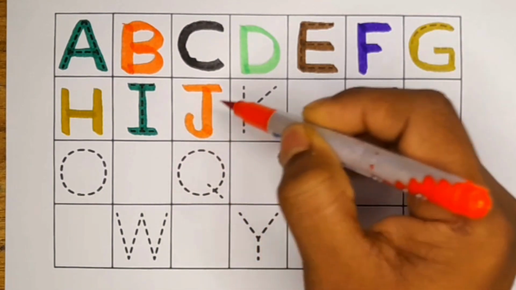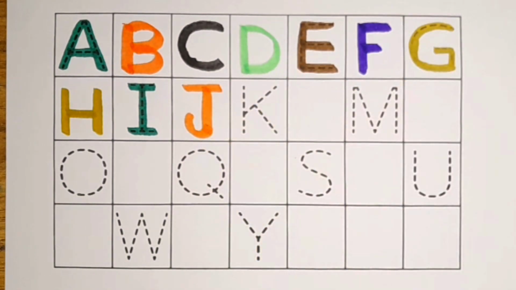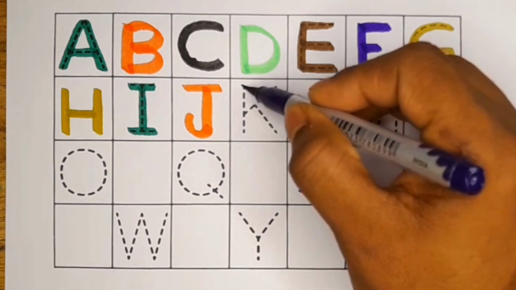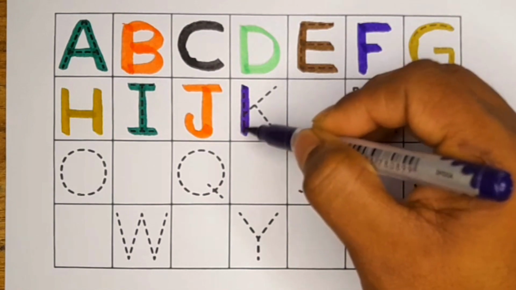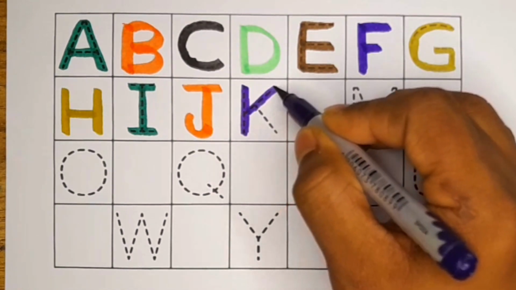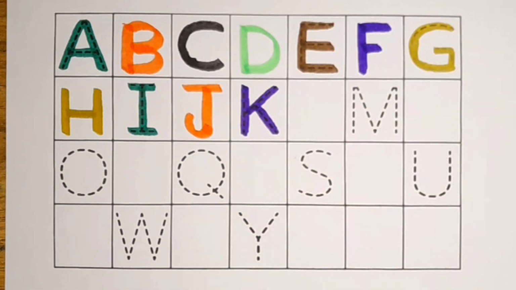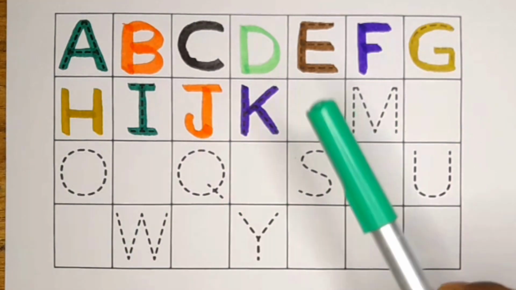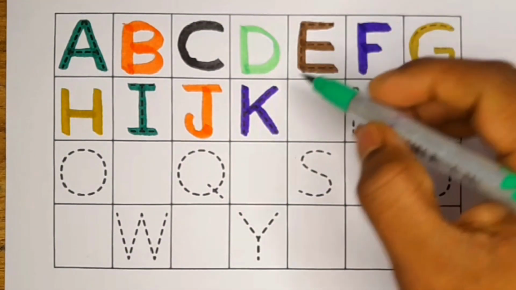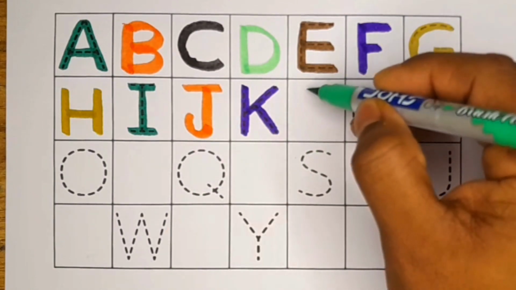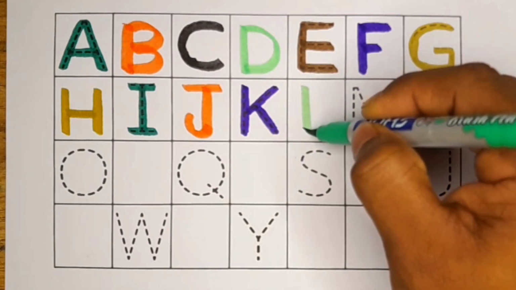J. J for jug. This is purple color. Which color is this, kids? This is purple color. K. K for kite. This is green color.